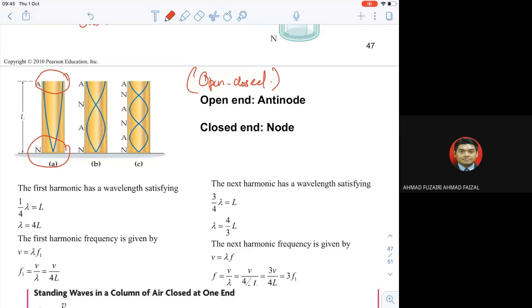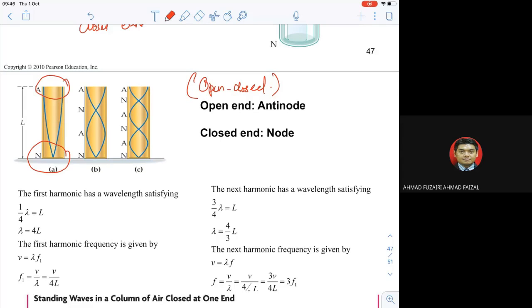Okay, so how to determine the open close end? Look at the first harmonic. The first harmonic is like this. At the open part, you will have to draw an anti-node point, while at the close end, you will need to draw a node point. So ada node, ada anti-node. Tadi kita tengok dekat close, kita tengok jumlah anti-node. Dekat open, kita tengok jumlah node.